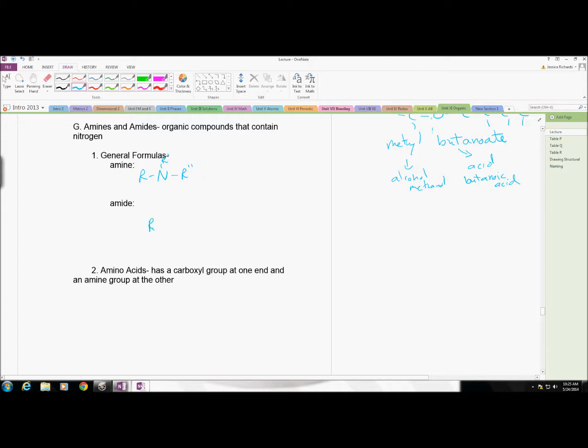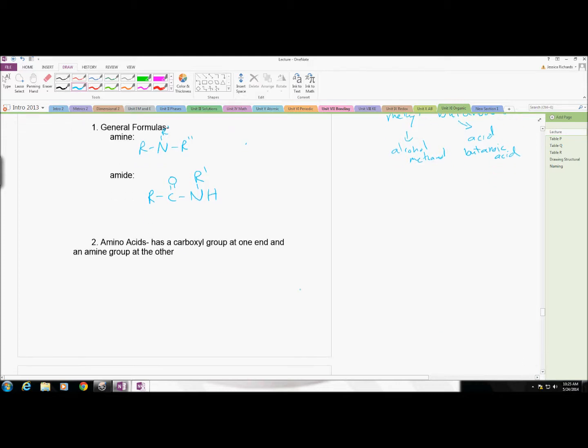The amide, you're going to have a chain, and the carbon attached to the nitrogen has a double bonded oxygen. There has to be a hydrogen on the nitrogen and another carbon chain. The ending for amines is amine. The ending for amides is amide. They don't show up that often, but where they do show up and it gets tricky is in these things that we call amino acids.